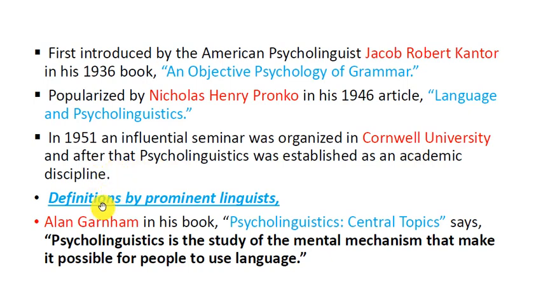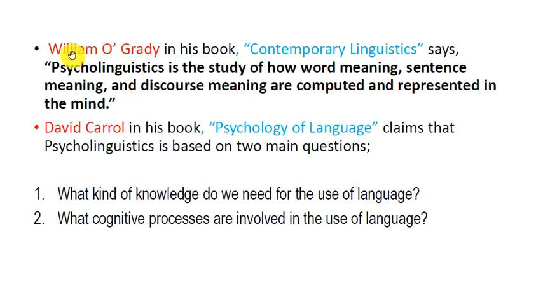Now, here are some of the definitions of psycholinguistics by prominent linguists. The first is Alan Garnham. In his book Psycholinguistics: Central Topics, he says psycholinguistics is the study of the mental mechanisms that make it possible for people to use language. The second one is William O'Grady in his book Contemporary Linguistics. He says psycholinguistics is the study of how word meaning, sentence meaning, and discourse meaning are computed and represented in the mind.